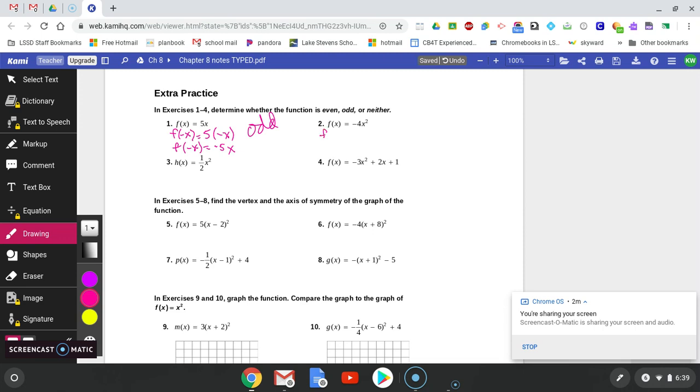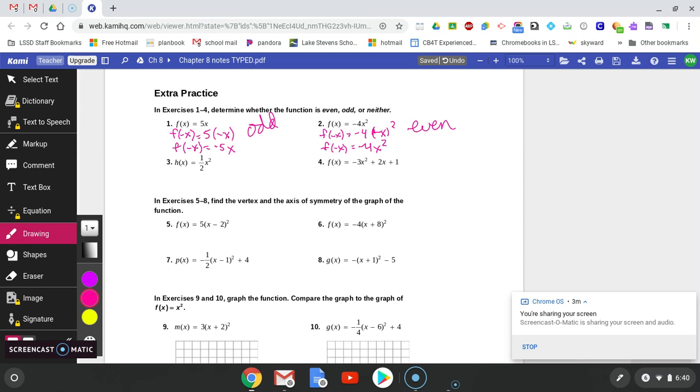However, on number 2, when I plug in a negative x, remember, always plug it in parentheses. When I square a negative x, negative x times negative x is just x squared. Squaring a negative ends up with the exact same thing as squaring a positive. So I end up with the exact same thing I started with. So that means that this function is even.